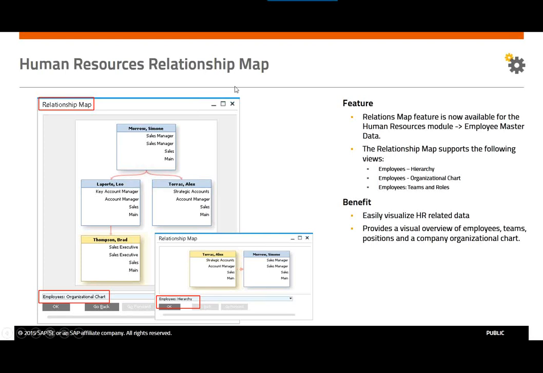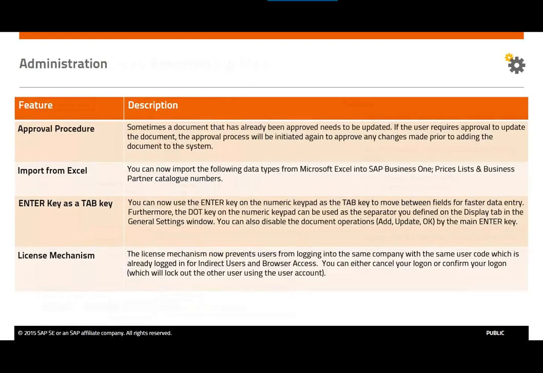So a couple of other things that have been added into the system from an administration perspective around HR. The relationship map functionality now also incorporates the human resources relationships between where your employees are in the organizational chart, where your employees are with the teams that they belong to, and the roles that they perform. So rather than potentially having to sit there and generate organizational charts in PowerPoint or whatever the case may be, you can now use these relationship maps inside SAP Business One to generate those.